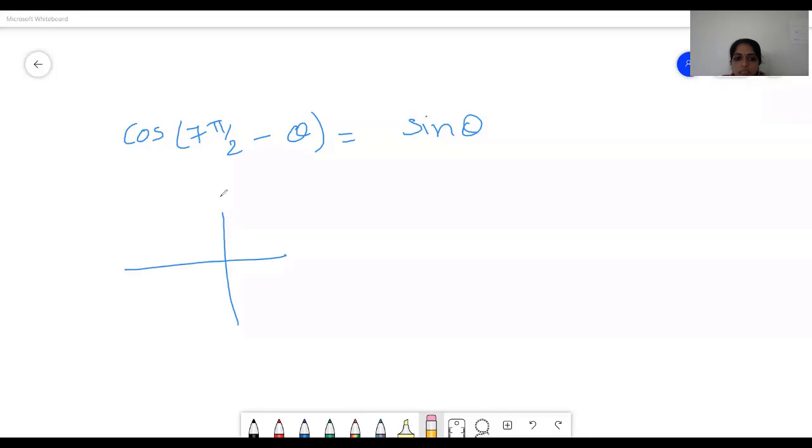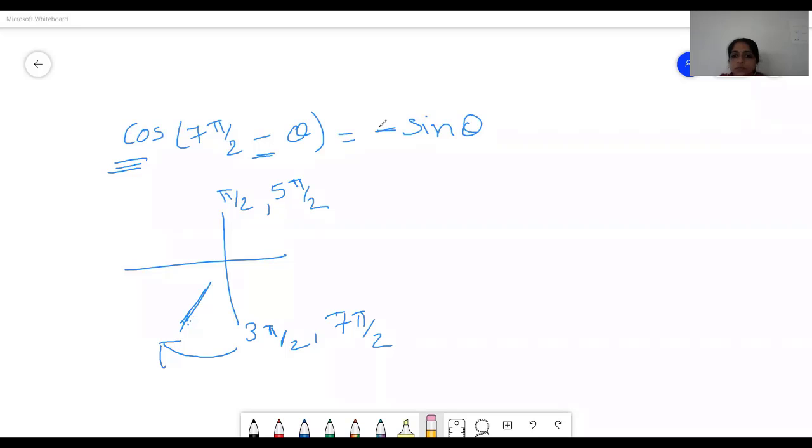Here, this is pi by 2. This is 3 pi by 2. Here, 5 pi by 2. The next is 7 pi by 2. 7 pi by 2 minus theta means it is in third quadrant. 7 pi by 2 minus means we have to go clockwise direction. So it is in third quadrant, and in third quadrant cos is negative. So our answer is negative.